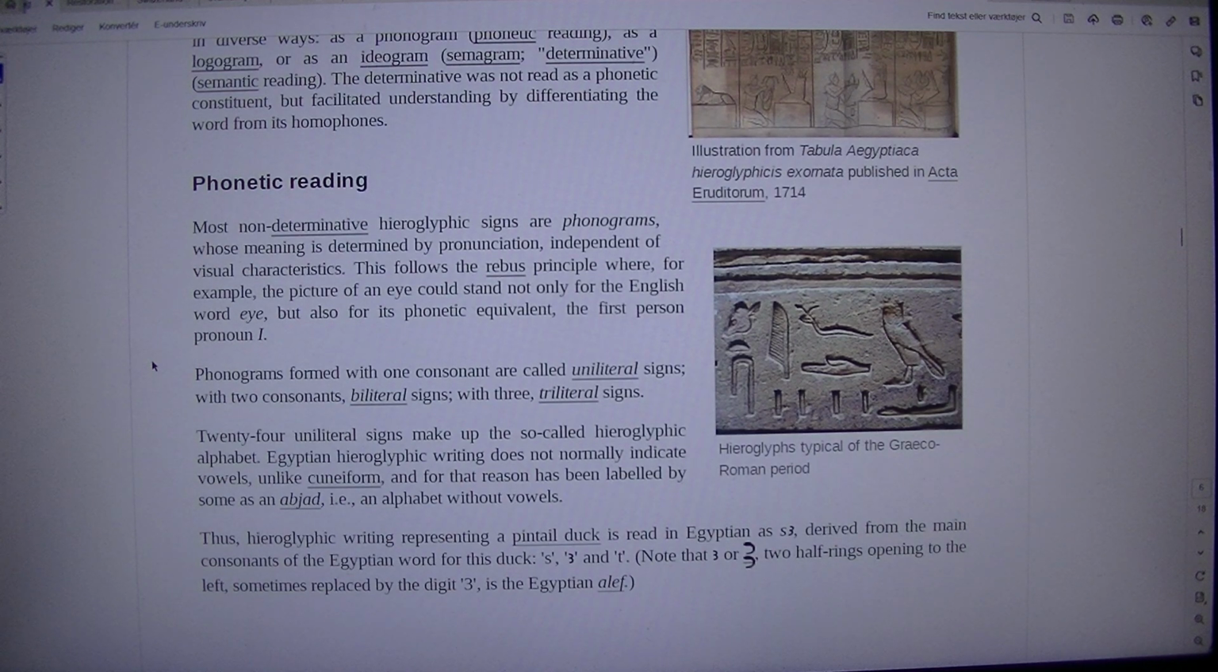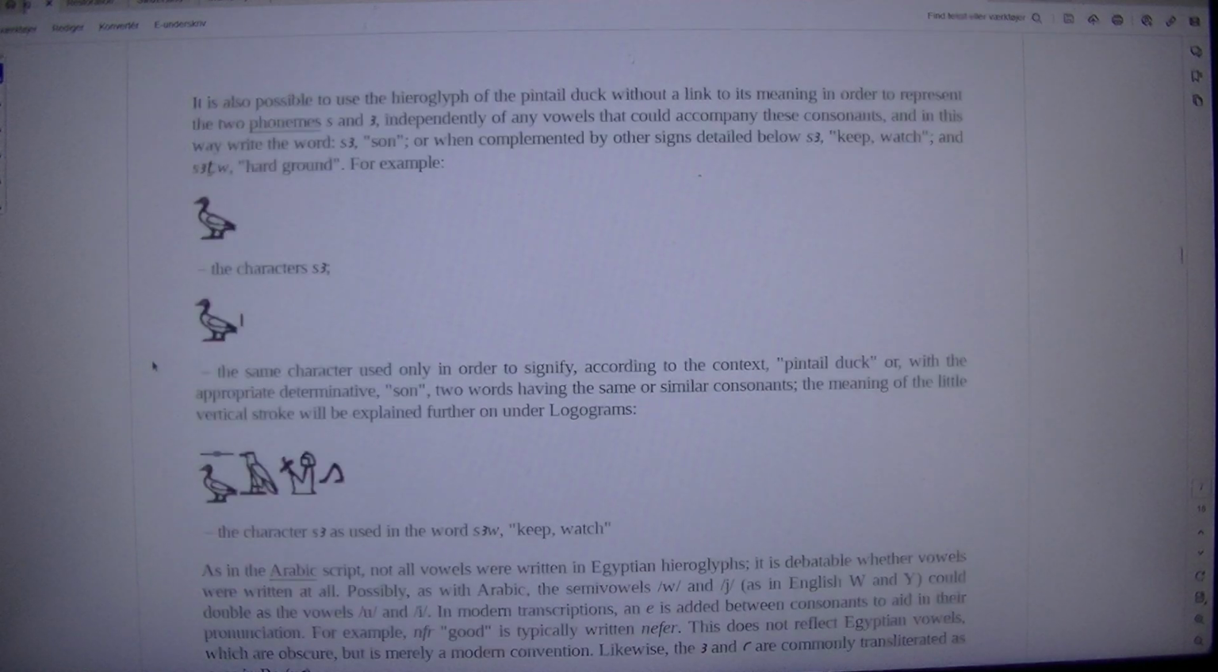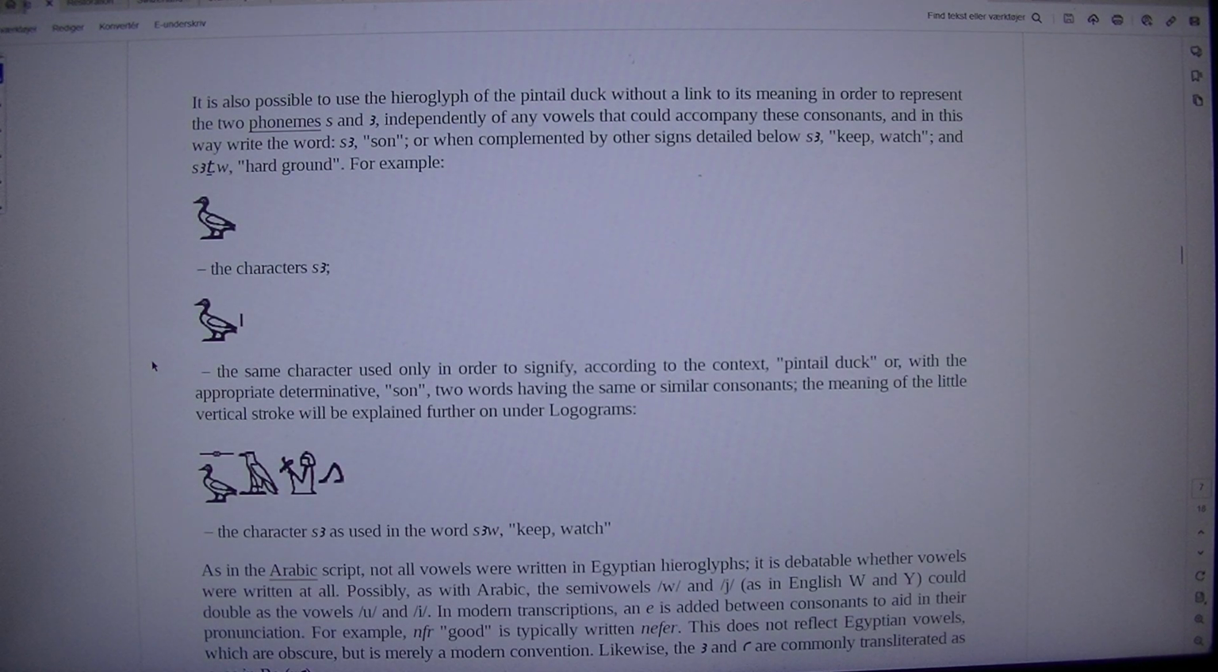Note that aleph, two half rings opening to the left, sometimes replaced by the digit 3, is the Egyptian aleph. It is also possible to use the hieroglyph of the pintail duck without a link to its meaning in order to represent two phonemes S and, independently of any vowels that could accompany these consonants, and in this way write the word S, sun, or when complemented by other signs detailed below, keep, watch, and W, hard ground. For example, G38. The characters S, G38, Z1S.